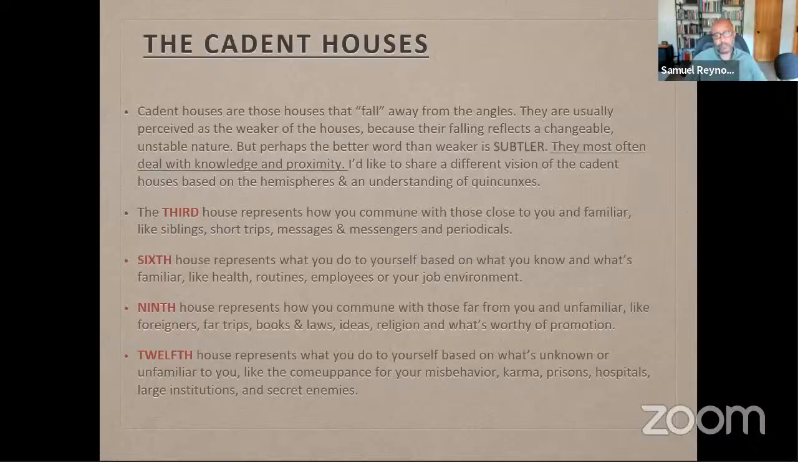12th house represents what you do to yourself. Again, you see the parallel with the sixth house based on what's unknown or unfamiliar to you, like what you may not realize or take stock of, where you have the comeuppance for your misbehavior or behavior. In a modern sense, we often talk about this as the house of quote unquote karma, prisons, hospitals, large institutions, and secret enemies. I can make this very concrete for you.